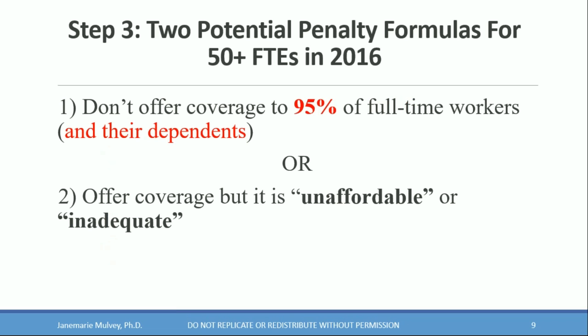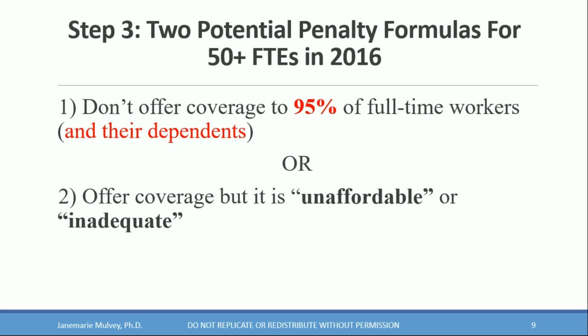So the amount of the penalty depends on 2 different things. If the employer does not offer insurance coverage to 95% of its full-time workers and their dependents, and that's key, dependent here is only children up to age 26, it's not spouse. Or they may offer coverage, but as I showed you a minute ago, it's unaffordable or it's inadequate. It doesn't meet minimum value.